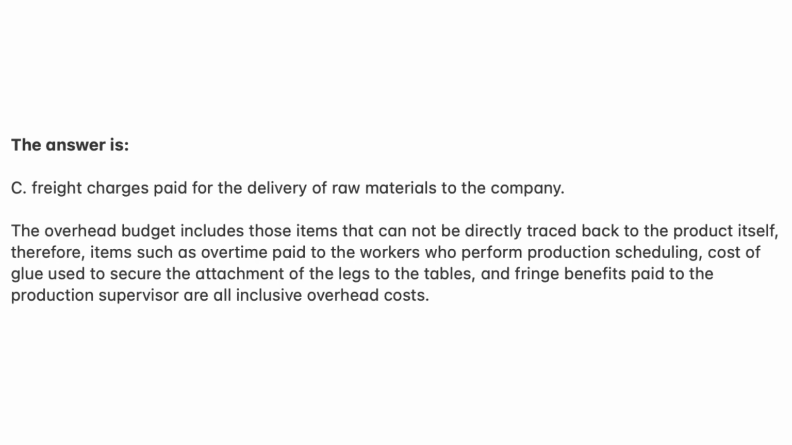The overhead budget includes those items that cannot be directly traced back to the product itself. Therefore, items such as overtime paid to the workers who perform production scheduling, cost of glue used to secure the attachment of the legs to the tables, and fringe benefits paid to the production supervisor are all inclusive overhead costs.